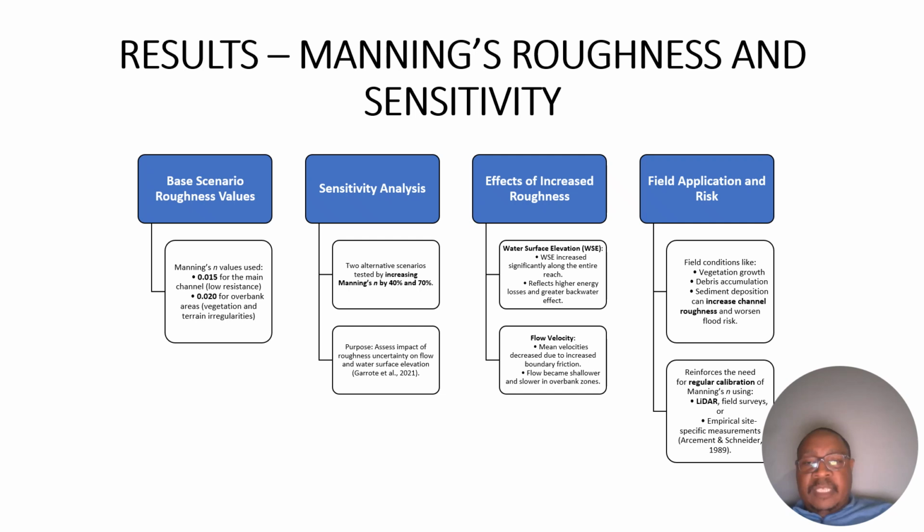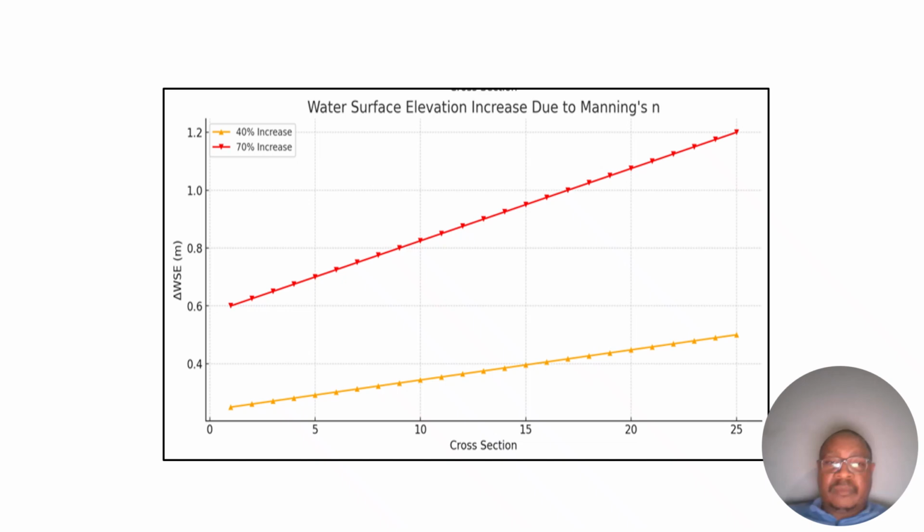The field implication and risk: field conditions like vegetation growth, debris, and sediment deposition can also increase the channel roughness. And then this reinforces the need for regular calibration of the Manning's n value.